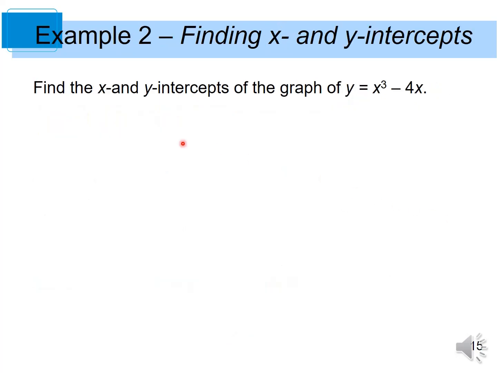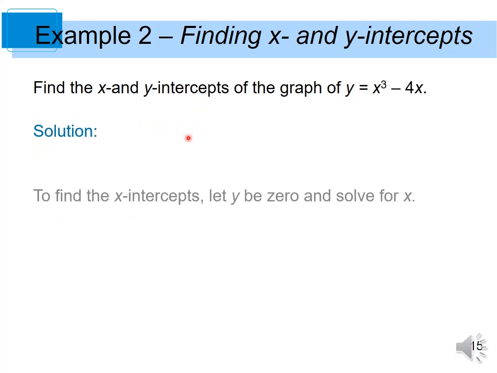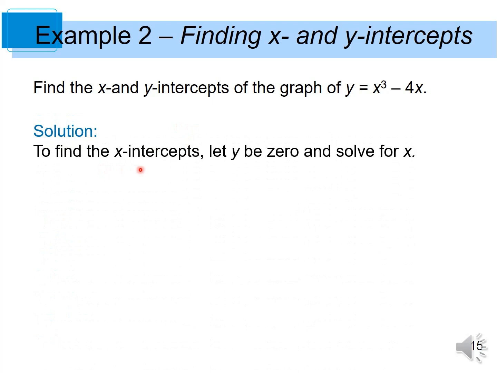Now we look at the second example. Find the x and y intercepts of the graph y equal to x cubed minus 4x. Do you still remember how to get the x and y intercept? To find the x-intercept, let y equal to 0 and solve for x. So here, we let y equal to 0. Then you solve for x.